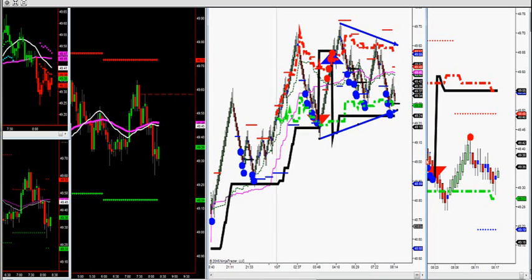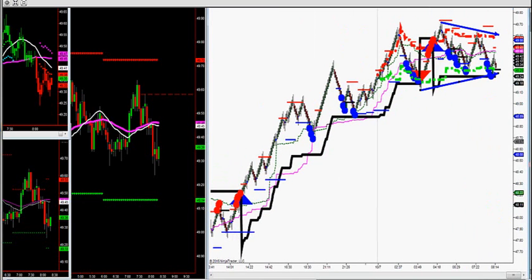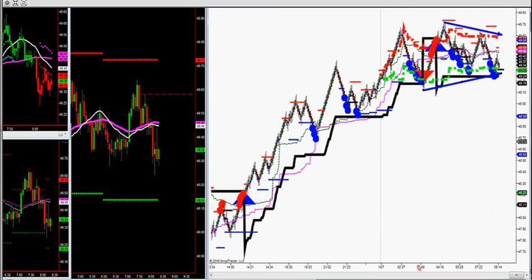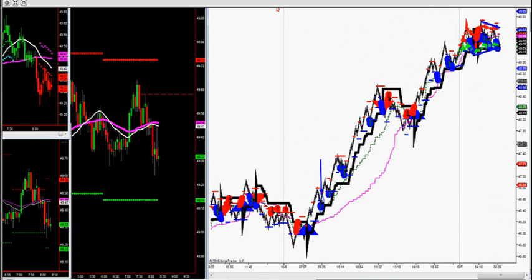All right, let's take a look at crude. Yesterday on crude, we had a big trend day. Here was our entry. Broke out of high value area.